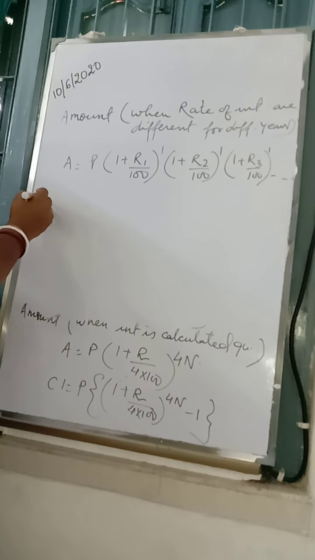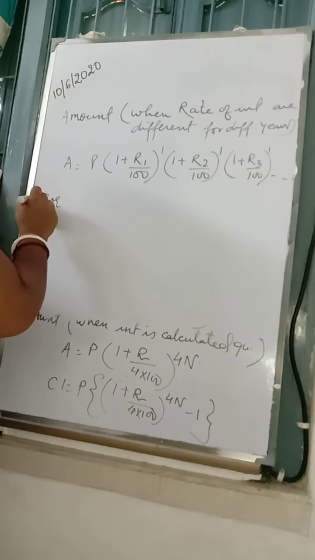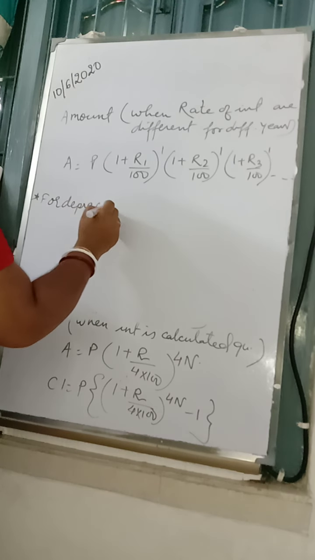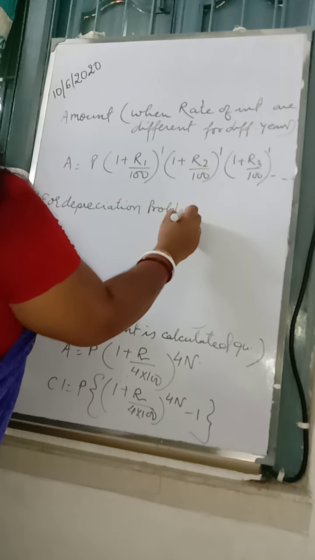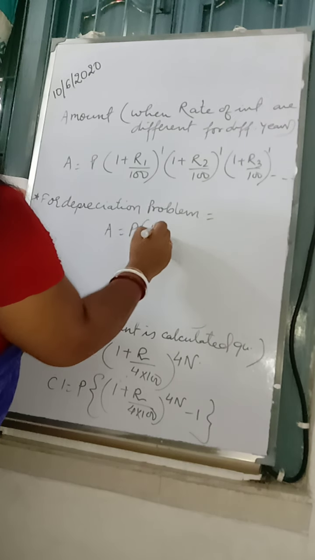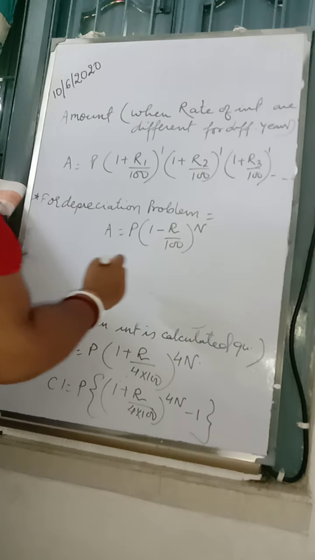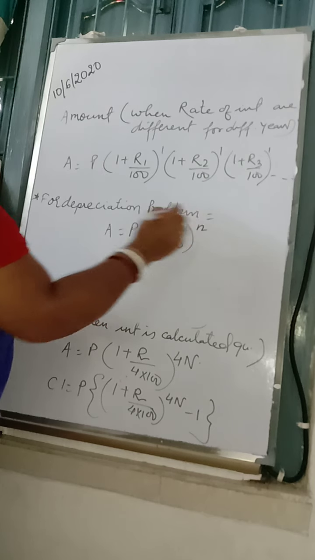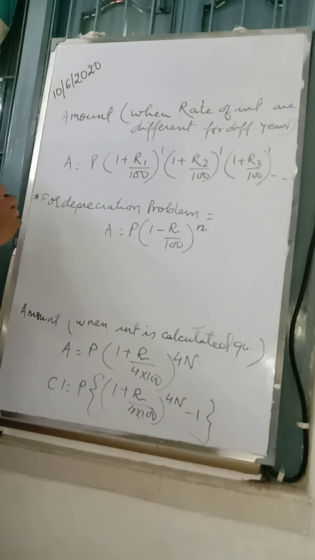Now for the depreciation problem, means when it is reducing, A is equal to P into 1 minus R by 100 to the power n. Here, why minus? Because it is depreciating, it is decreasing, reducing, is it? So, every year it depreciates, so we have written 1 minus.